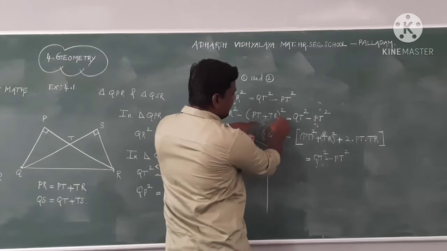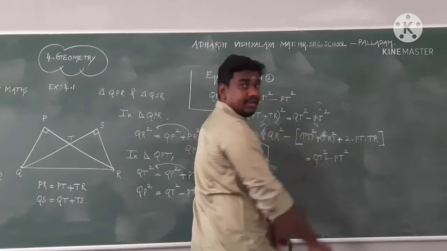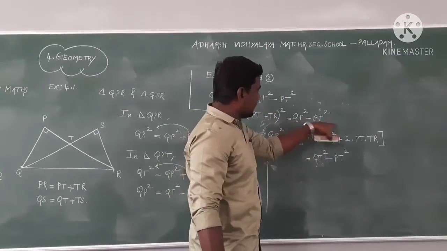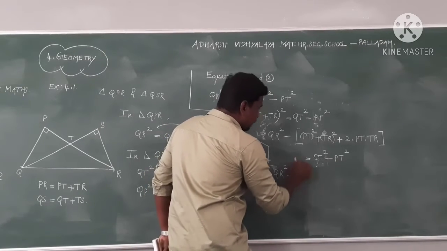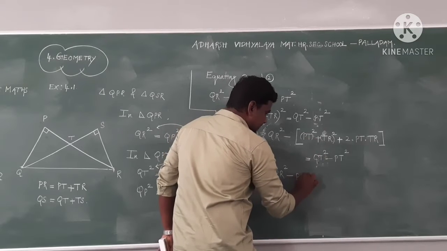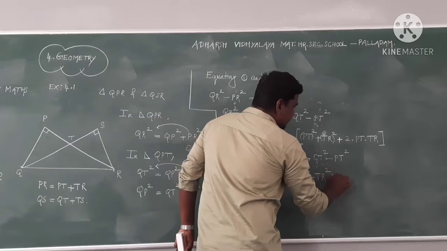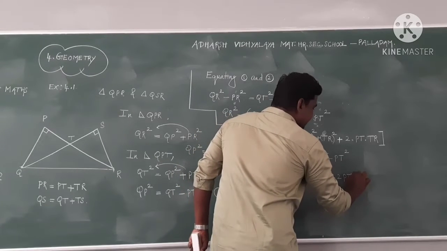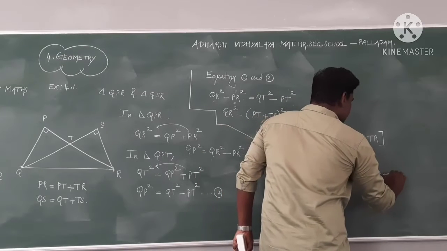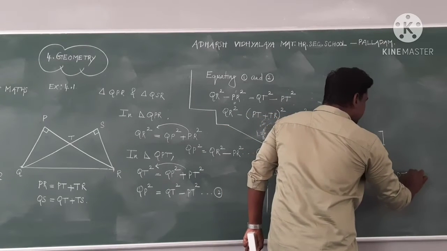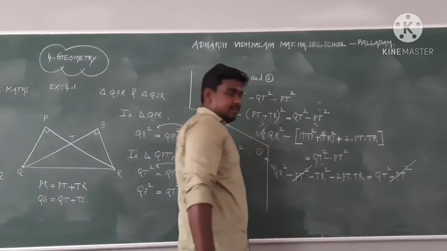Expansion of (PT + PR) the whole square is PT² + PR² + 2 times PT·PR, which is equal to QT² − PT². So QR², if you multiply by minus, it becomes minus: PT² − PR² − 2PT·PR is equal to QT² − PT². This −PT² and this −PT² will be cancelled.